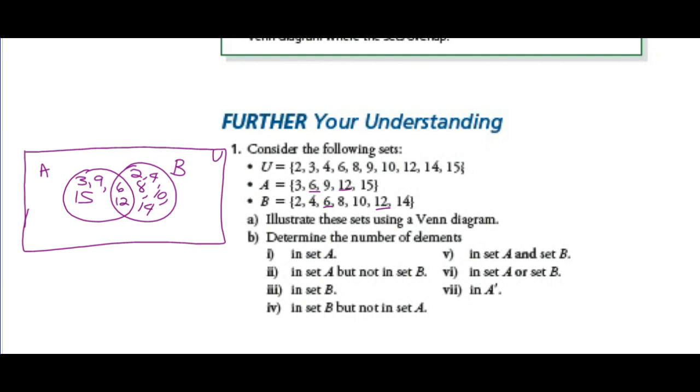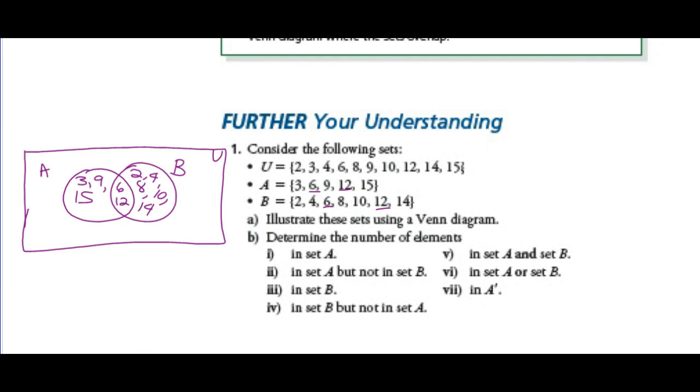So how else could we write B? A prime, not A. How else could we write A? B prime, not B. So they're complementary sets. You're either in A or B. Oh sorry, that's not true. Never mind, scratch that, rewind. Back up the bus. Illustrate these sets using a Venn diagram. Done.